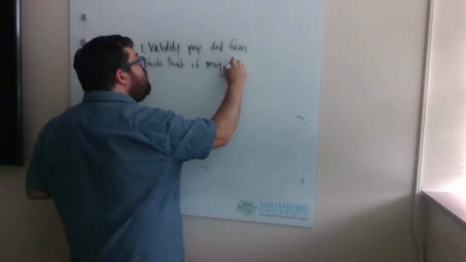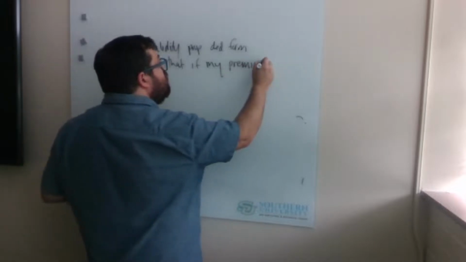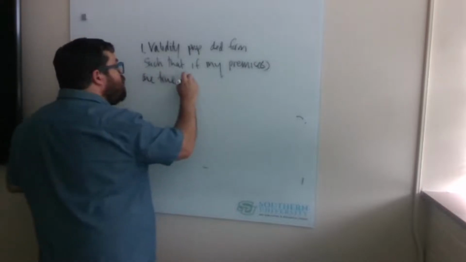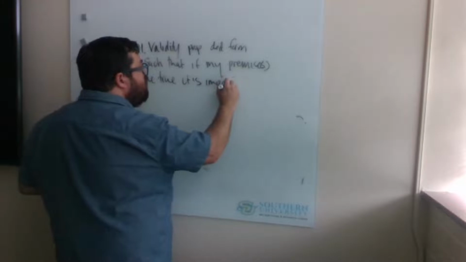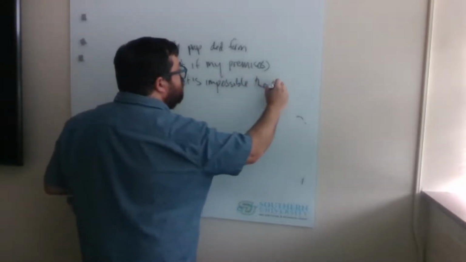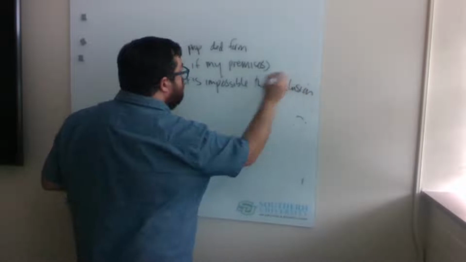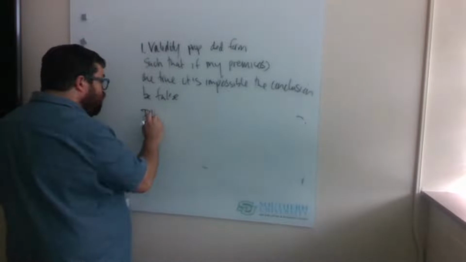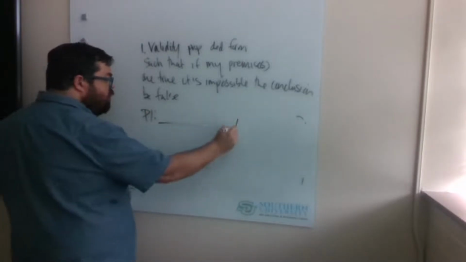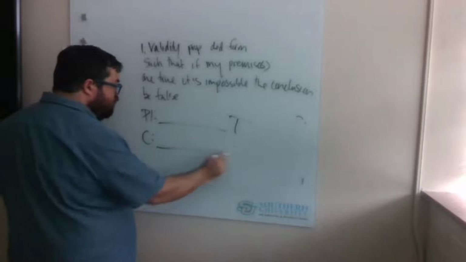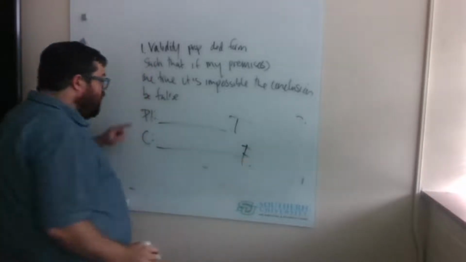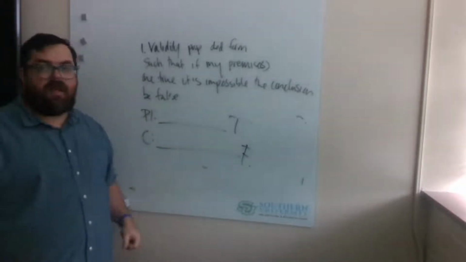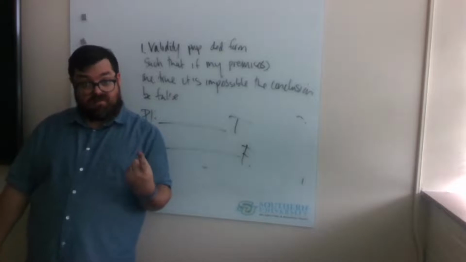if my premise or premises are true, it's impossible for the conclusion to be false. So if you have premise one, whatever it is, and that's true, and then you have the conclusion, whatever it is, and that's false, and premise one and this conclusion are in deductive argument form, if you get true, false, then you get an invalid argument.